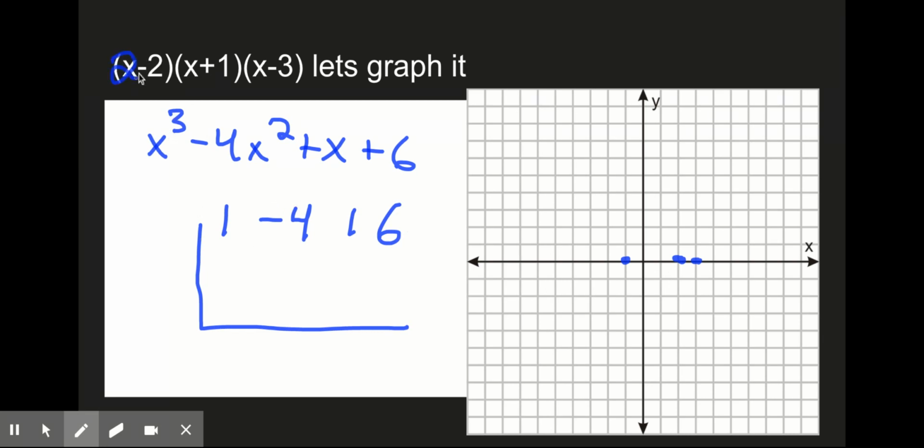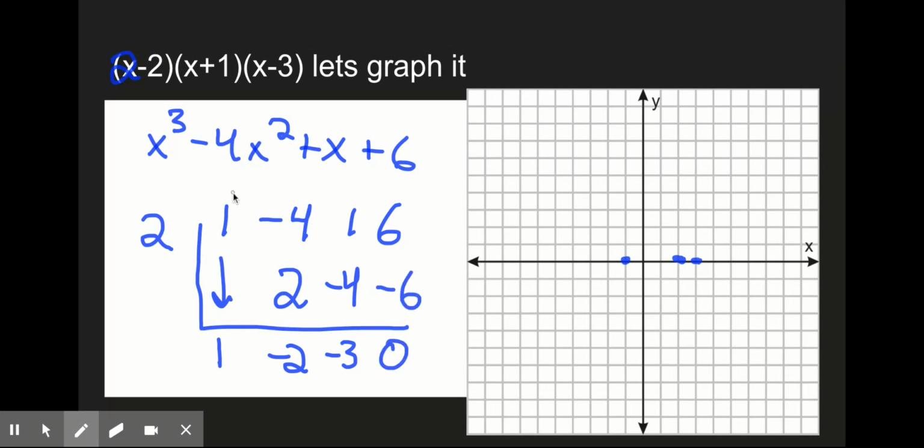And if I said, well, yeah, 2, does this actually work? 2 times 1, 2. Then I'm going to get -2, -4, -3, -6, 0. So I'm not lying. This works. Here is where things get interesting.